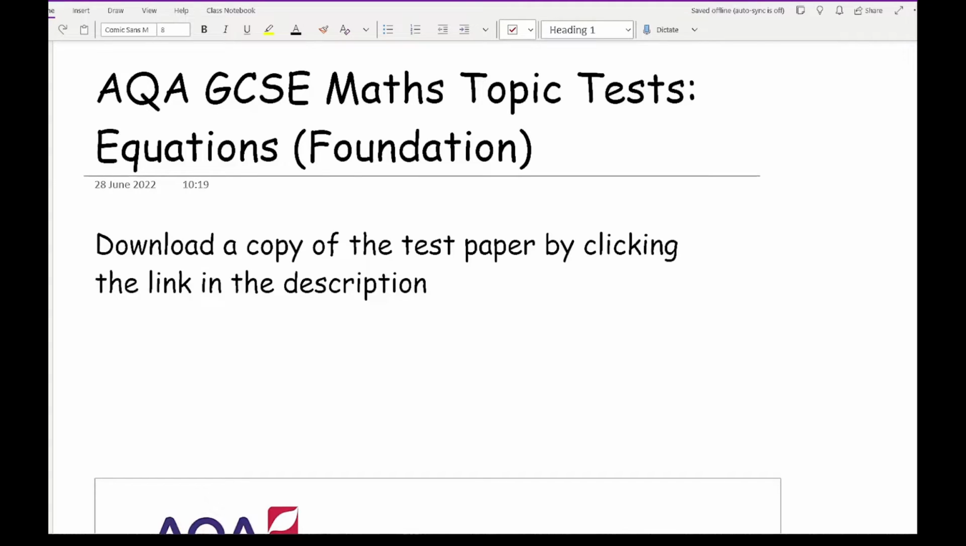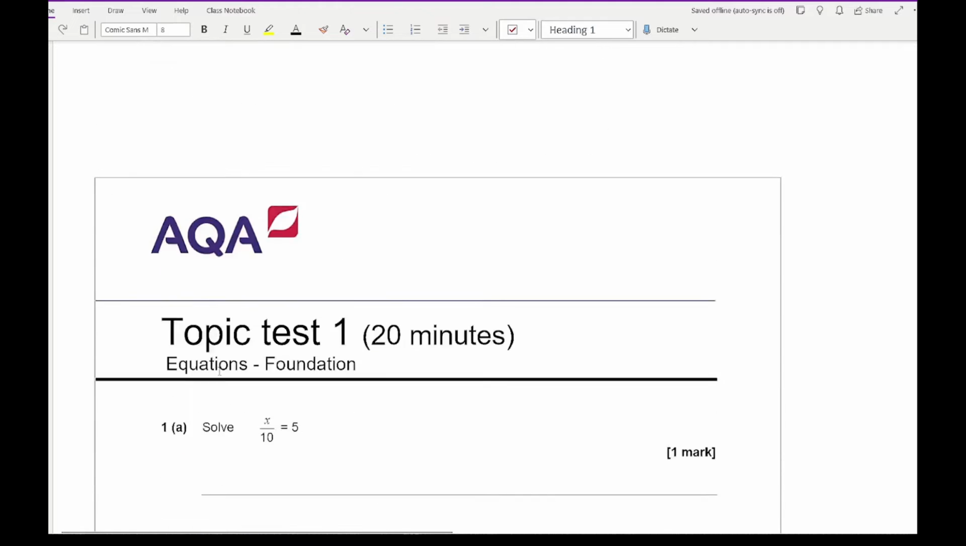Now it's worth mentioning before we get started that equations can, and most likely will, appear on both papers, both non-calculator and calculator GCSE exam papers. So it's worth making sure that even though you may have covered one form of it or already faced an equations question, it could easily come up in another paper in another form. So let's get started with these questions.